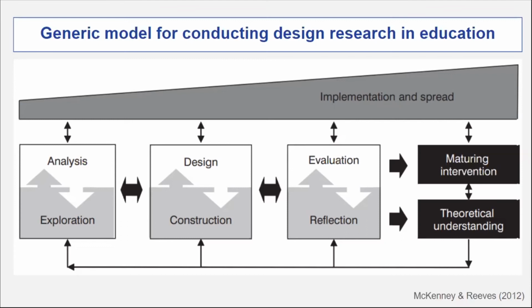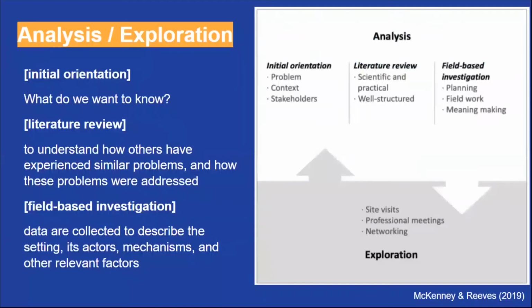In the first phase, we have analysis and exploration. So which activity may I develop in this phase? The main goal of analysis is problem definition. Okay, so through contextual analysis and needs assessment, as well as literature review, initial perceptions of the problem are refined and causes for the problem are explained. So three main activities are undertaken to conduct analysis: initial orientation, literature review, and field-based investigation.